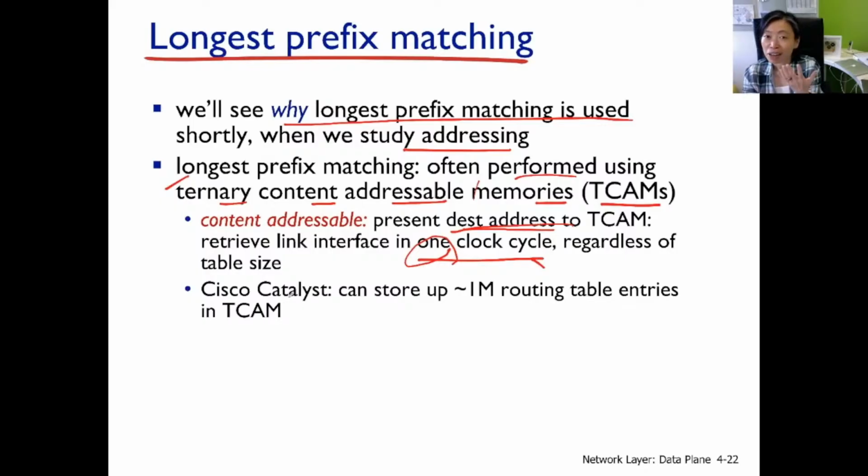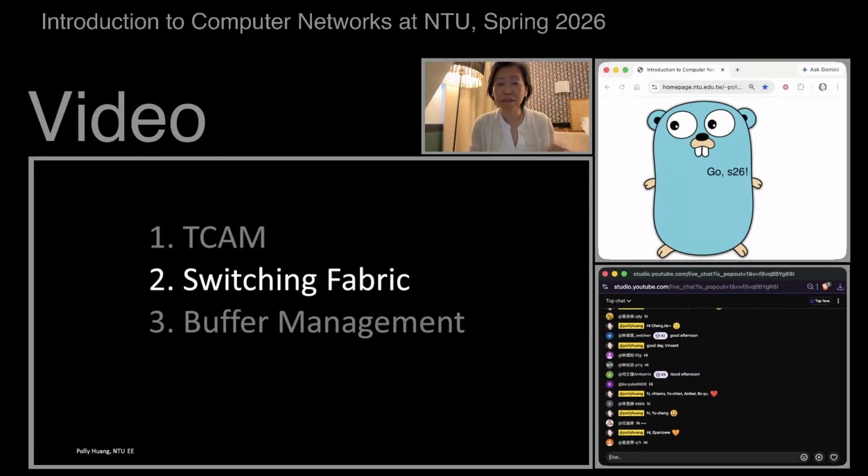Now, as you can imagine, TCAM is very expensive. The Cisco Catalyst series allows us to store 1 million of these prefix entries, so it's a very expensive router. By the way, Cisco is one of the biggest router manufacturers. There are also a number of router manufacturers in Taiwan, like D-Link and Asus. But the routers manufactured in Taiwan are usually lower cost, good enough for maybe home use, access point use, or enterprise use. All right, so that was the last piece of the input port mechanism.